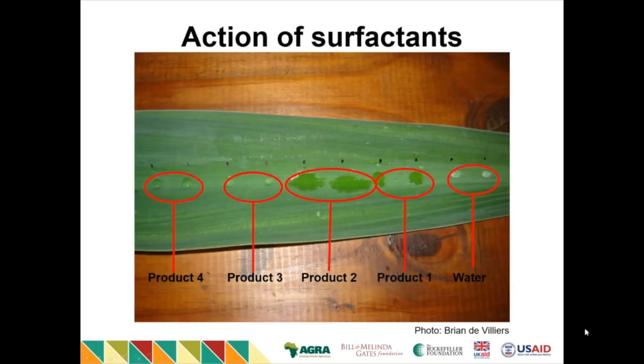These different products also act in different ways, and you can see that not all of them are as effective as others. Right on the right-hand side, we have two water droplets. We have two different spreading agent products, and you can see one is spreading much more than the other. And on the left-hand side, there's very little spreading that has taken place. So the action of surfactants is to make sure that the product spreads over the leaf surface and enhances your control of the pest that you're applying the pesticide for.